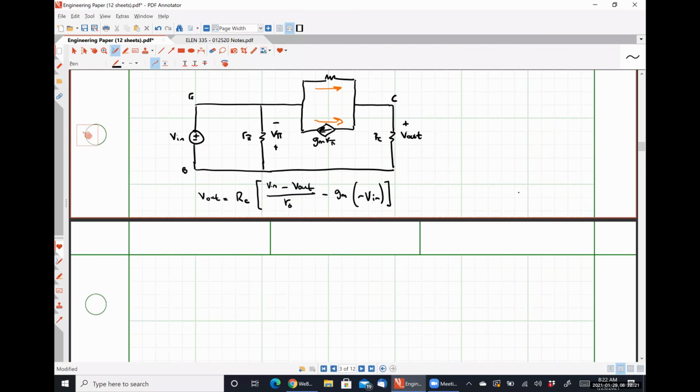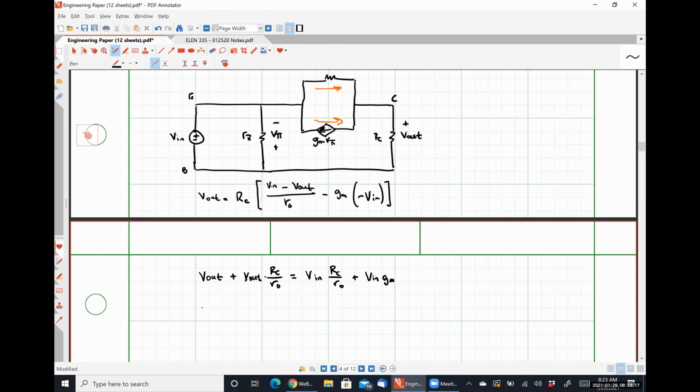So I'm going to break things down a little bit here. I'm going to have V out plus V out times RC over R naught is equal to Vn times RC over R naught plus gm times Vn, excuse me. Everybody okay with that algebra there? Anybody see anything wacky here?